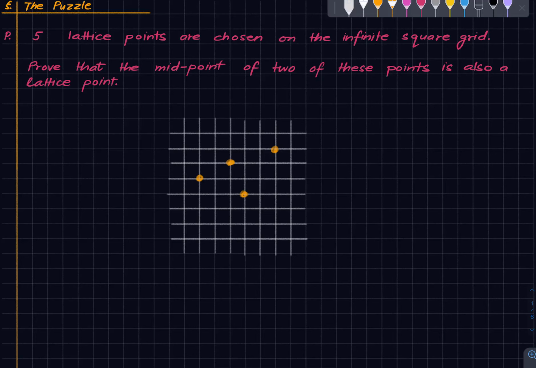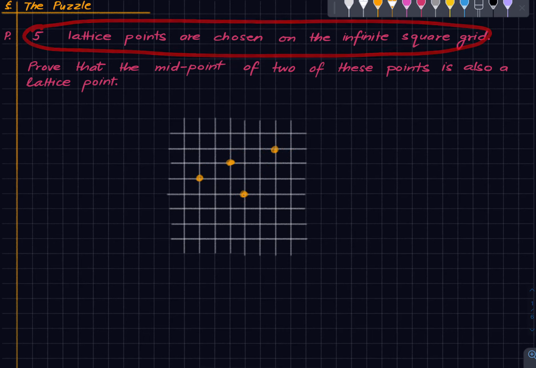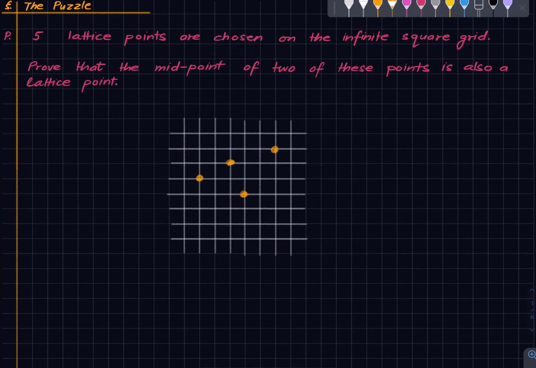Here is the problem. 5 lattice points are chosen on the infinite square grid. So this is the infinite square grid. It extends infinitely in all directions. And here so far I've only drawn 4 points. But we are given 5 points on an infinite square grid. So every point of this grid, every little dot that we see here is called a lattice point, right? So 5 lattice points are chosen.